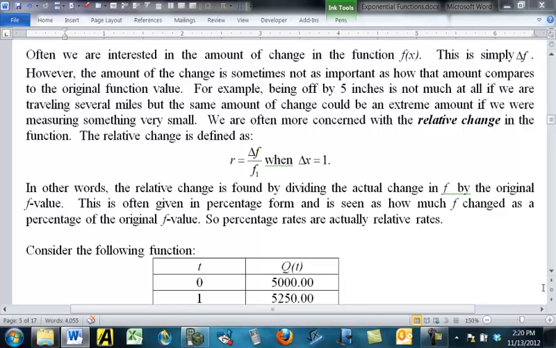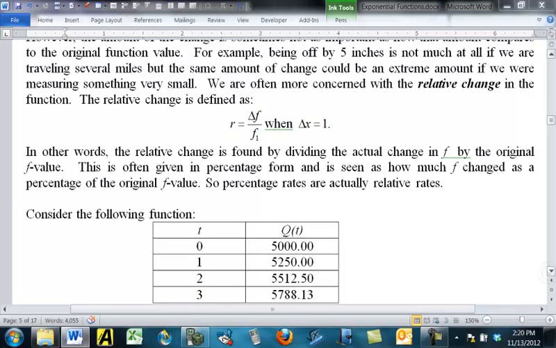So the relative change is, we're going to use the letter R, and at least when delta x is 1, R is going to be the change in f divided by the original f. So you divide the actual change by the original f value, and it's often given in percentage form, and it's how much f changed as a percentage of the original f value at the beginning of that period. So percentage rates are actually relative rates. So let's look at an example now.